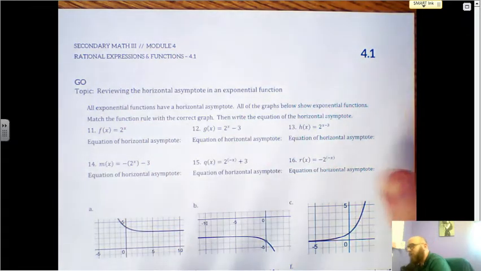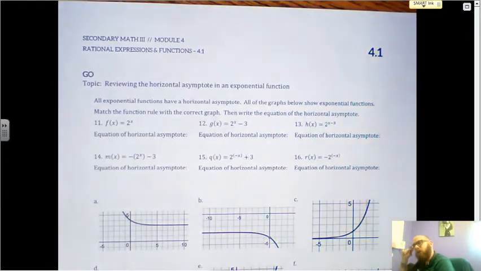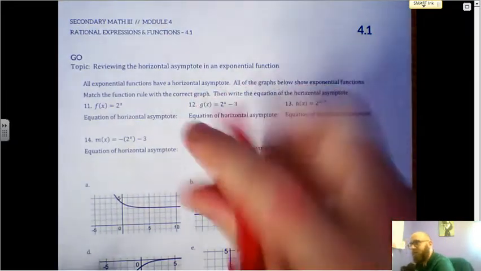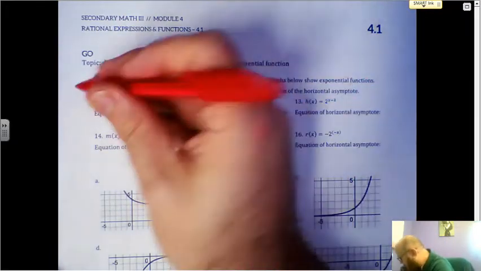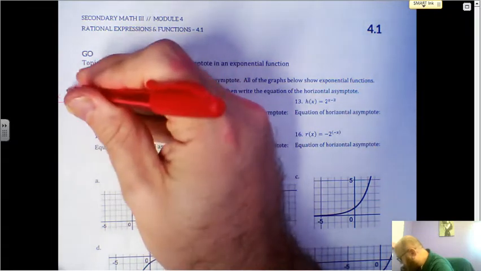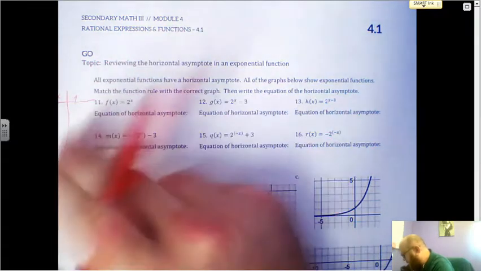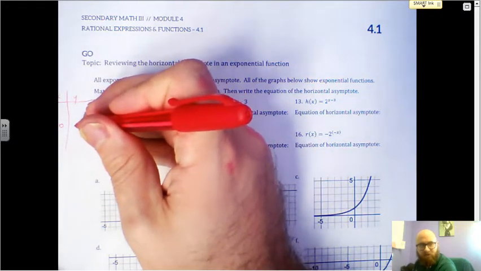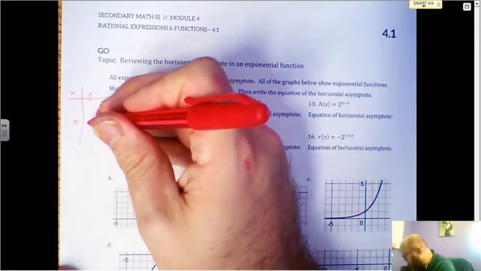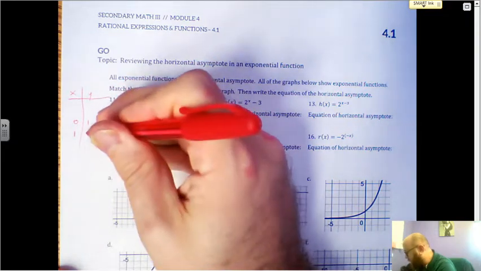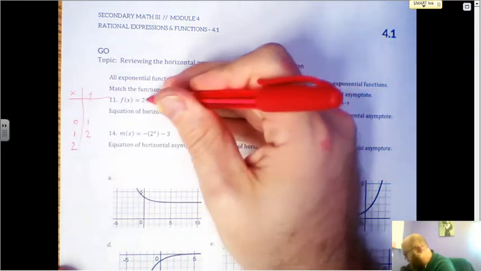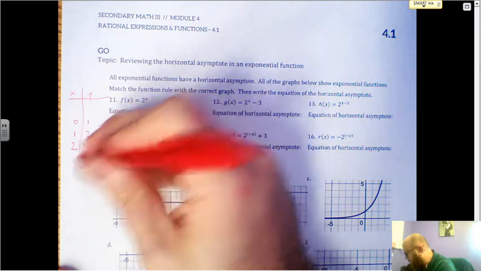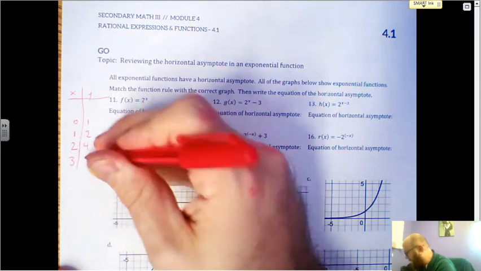Now, there's a couple of different ways to think about this. The way my brain works is I start thinking about it in terms of a table. So when I think about this, let me make sure it's on the screen, I think about what x could be, and then I think about what my output is. So at 0, 2 to the 0 power, well, anything to the 0 power is 1. 2 to the first power is 2. 2 to the second power is 2 times 2, which is 4. 2 to the third power is 8.